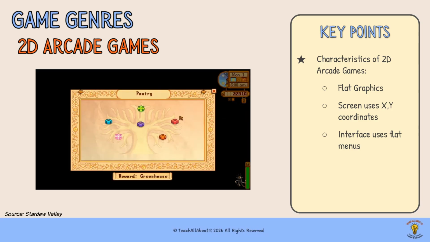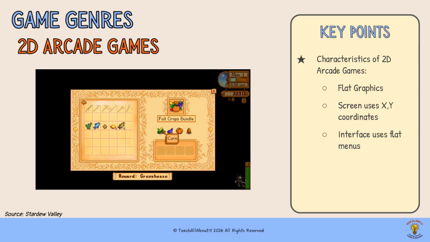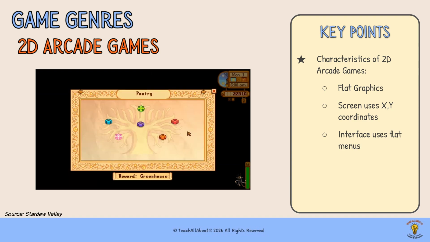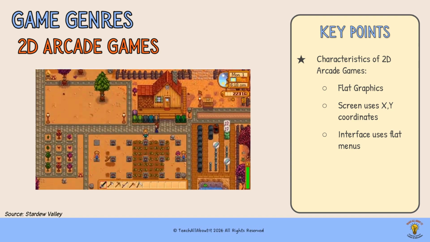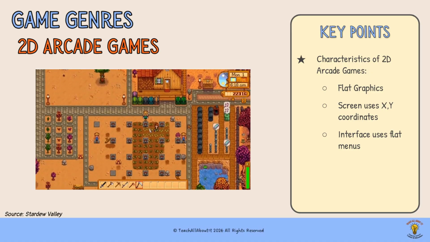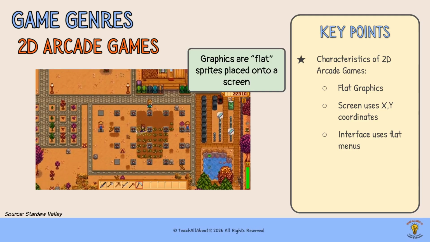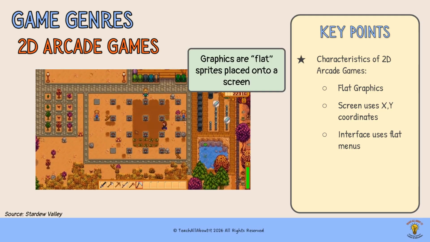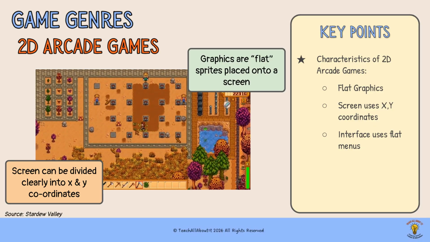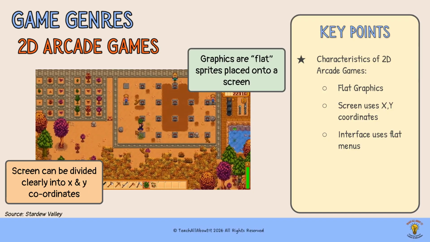Our final task for this week is to look at the different characteristics of a variety of different games. So we're going to start off with 2D arcade games. Now, in 2D arcade games, you can see here that the graphics are flat. We have sprites which are placed onto a screen, and our screen can be divided really clearly into X and Y coordinates.